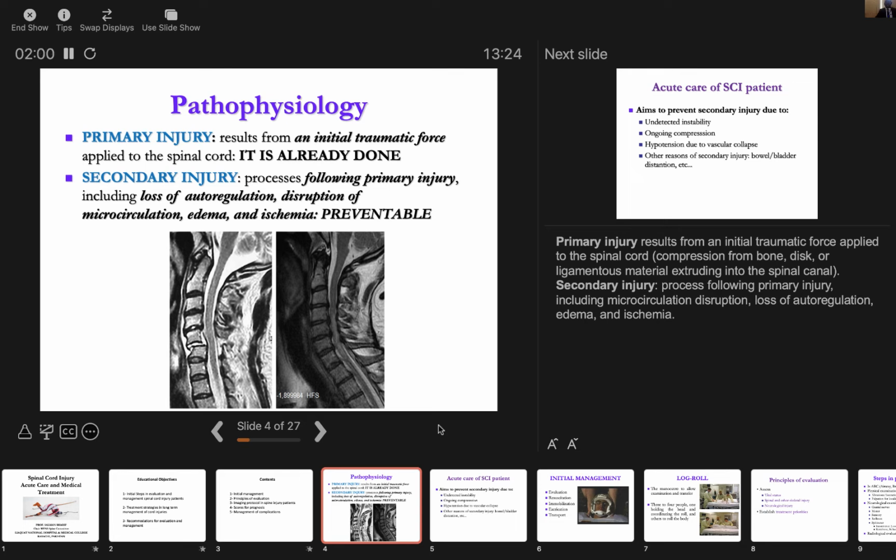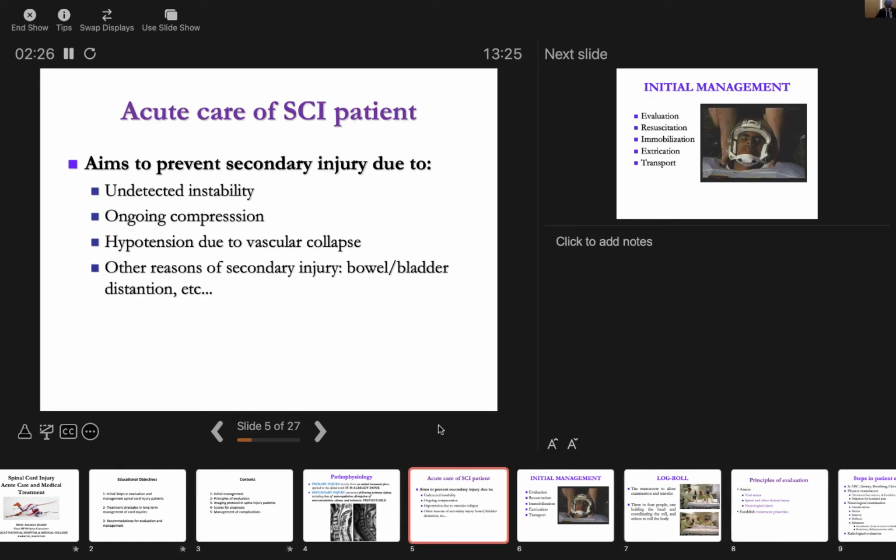We call it secondary injury. Processes following primary injury, including loss of autoregulation, disruption of the microcirculation, cord edema, and ischemia. These are all preventable. If you manage the patient well, you will diminish the neurologic deficit of the patient. So our goal, our mission here is to prevent secondary injury.